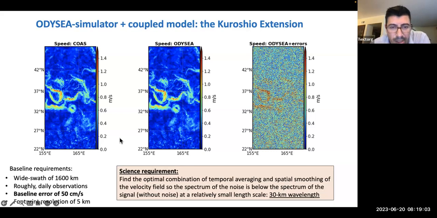Here for this analysis, I'm going to use the requirement error. Sorry, this is not based. This is the requirement error of 50 centimeters per second, which is conservative. Now we know, thanks to Alex, that the expected performance is way better than 50 centimeters per second in terms of the random error. And one of the science requirements is to identify the optimal combination of temporal averaging and spatial smoothing in such a way that we can have an effective resolution of 30 kilometers wavelength.